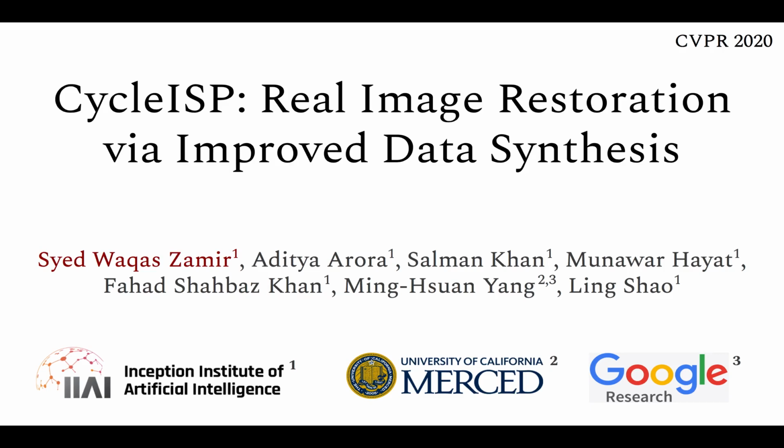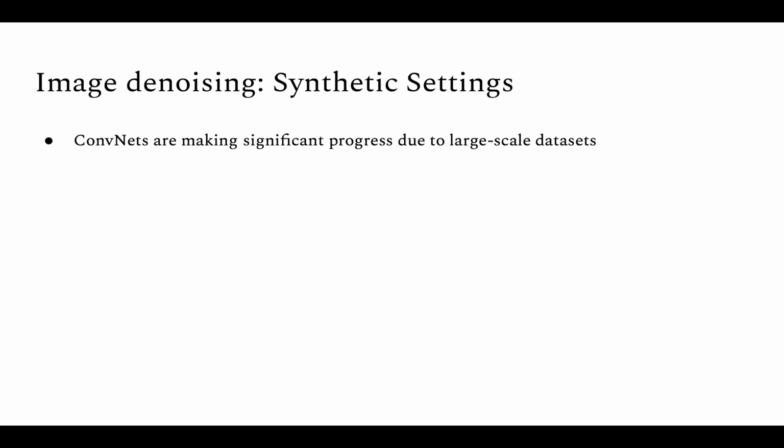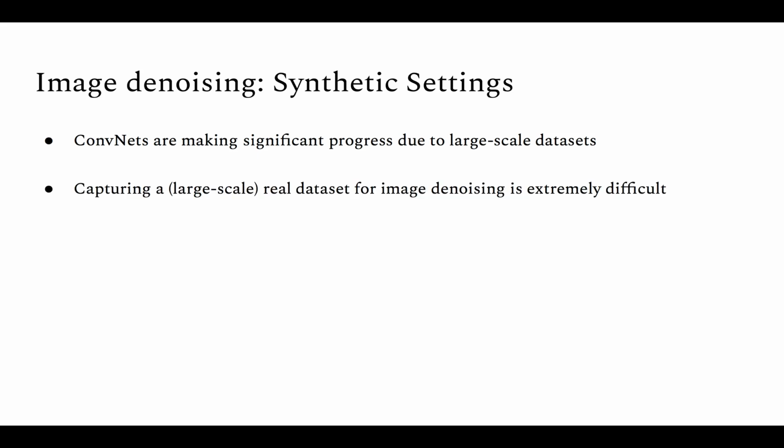I will present the CycleISP framework, which is a data synthesis approach for image denoising. Deep neural networks are making unprecedented progress in image processing and computer vision. The major driving force behind the success of neural networks is the availability of large-scale datasets. However, for image denoising, capturing a large-scale dataset is extremely difficult and non-trivial.